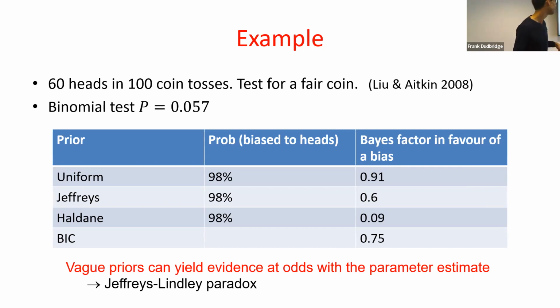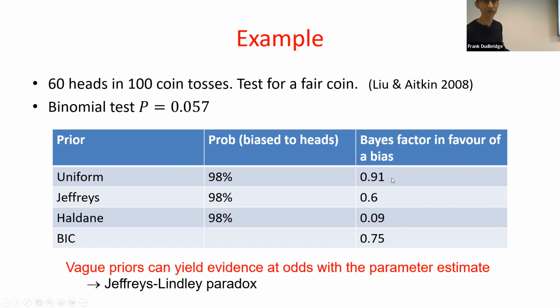of a bias. That's saying if I estimate the probability of throwing a head, what's my belief that that's greater than a half? So the probability that we have a biased coin is about the same over these three priors, but they give quite different Bayes factors for a bias. So that's our first problem: depending on the prior that we've used, we get quite a variation in the Bayes factor.